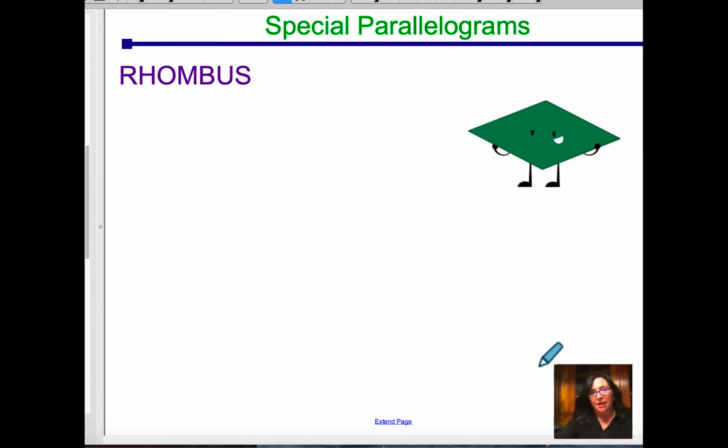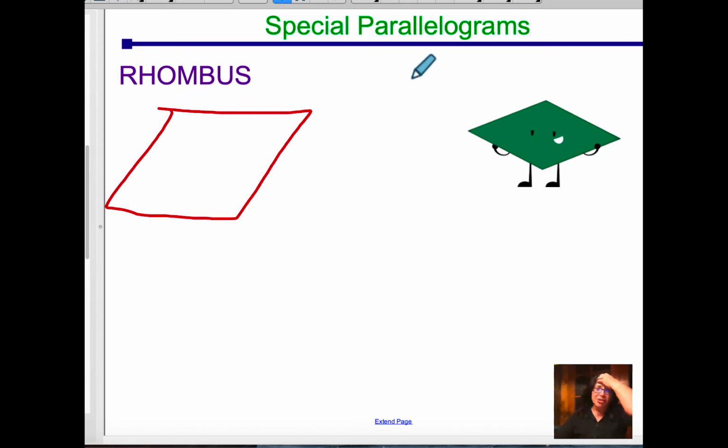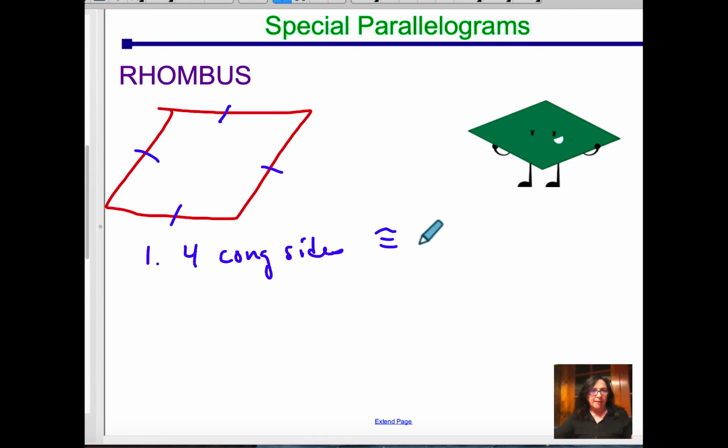A rhombus is super cool. Again, in addition to having opposite sides congruent, opposite sides parallel, opposite angles congruent, and the diagonals bisecting each other, a rhombus has 4 congruent sides. Okay, number 1, it has 4 congruent sides. And what that means, and I would say congruent like that.